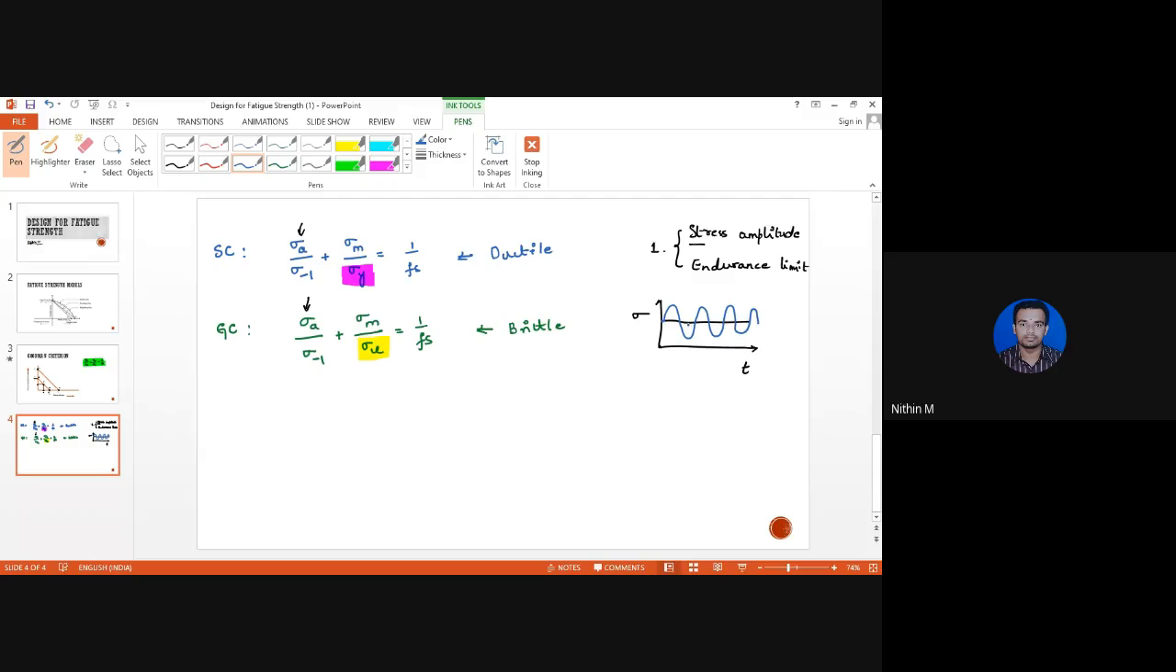Now, what is happening? The magnitude of stress induced in the component is varying with respect to time. This is not a straight line parallel to the x-axis, as was the case earlier. This blue colored line represents the dynamic stress. This is the mean line that we have got, and this quantity is what we call the stress amplitude.